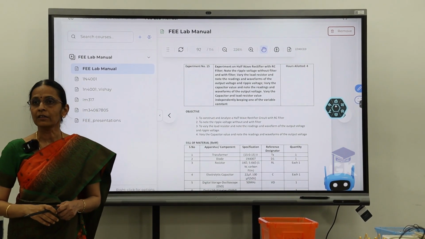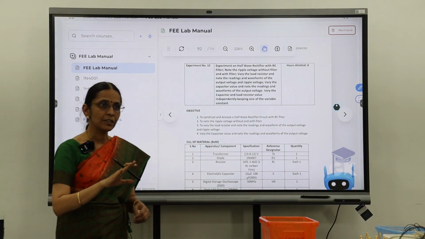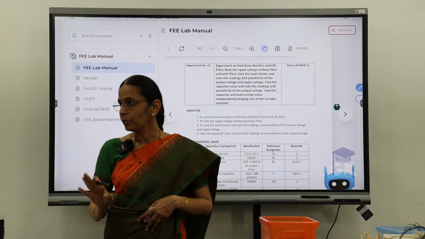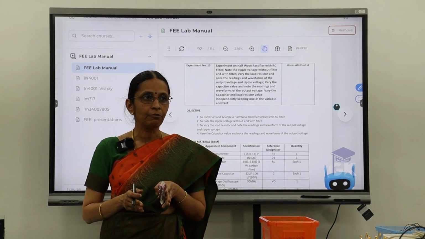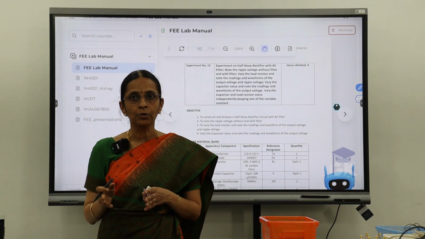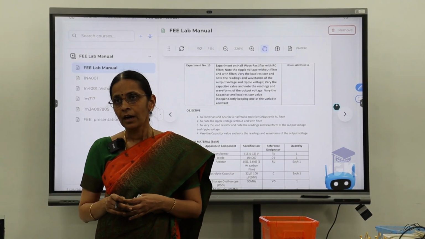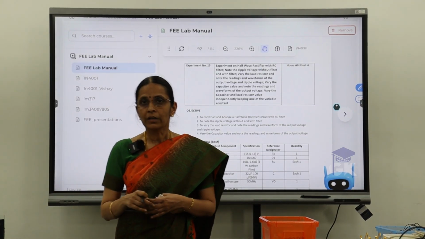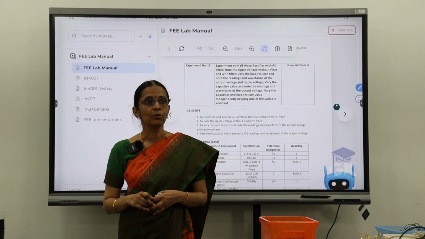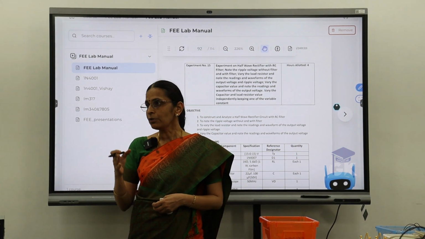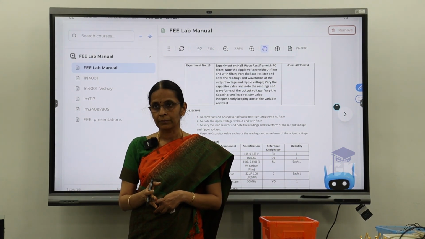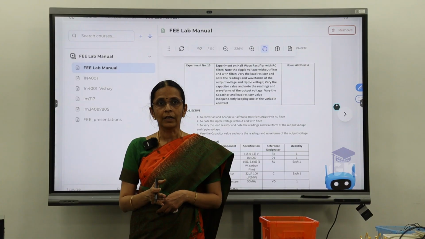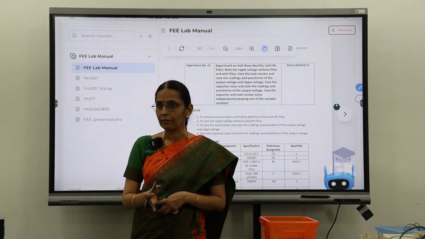So previously we constructed a rectifier and you also observed the output. It was a half wave rectifier and you observed its ripple factor. Now in continuation of that, we are going to connect a capacitor to it. That is, we are going to connect a filter to our rectifier.